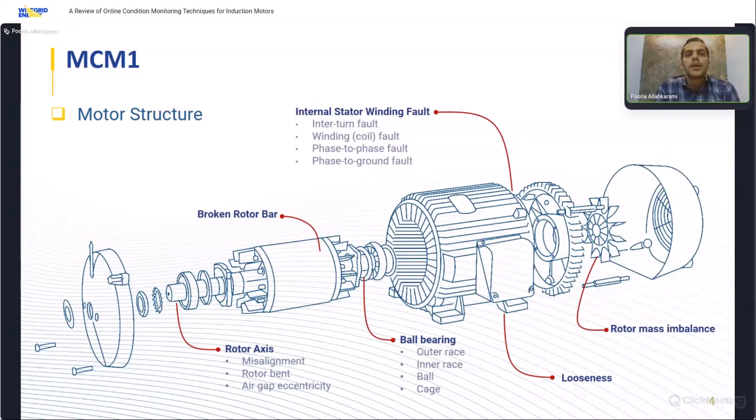By applying condition monitoring, we can identify and detect a developing issue early and schedule maintenance only when it is necessary, and reduce unplanned downtime and trips. The goal of condition monitoring is to detect these early stage changes.